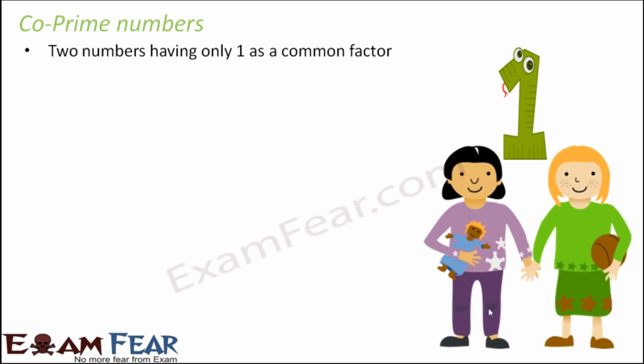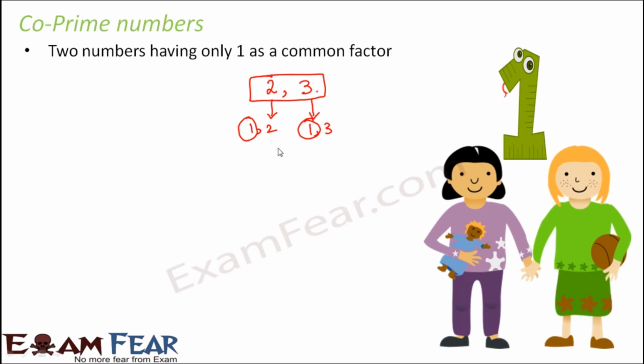That means the common factor between the two numbers will only be 1. Now that itself would mean that these two numbers are prime numbers. The best example that I gave you was the number 2 and 3. When you look at numbers 2 and 3, what are the factors of 2? 1 and 2. What are the factors of 3? 1 and 3. So which is a common factor? 1. So 1 is the only common factor between 2 and 3. So we can say that 2 and 3 are coprime numbers.